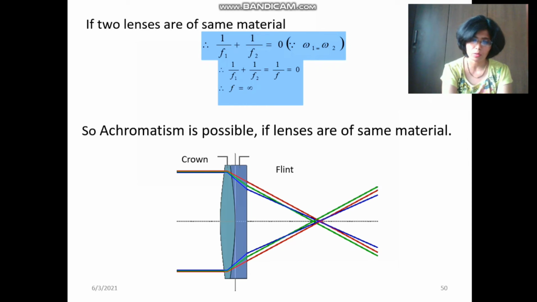So 1 upon f is equal to 0, which gives us f is equal to infinity, which is absurd since the combination would behave like an ordinary glass plate and not as a lens. So achromatism is impossible if the lenses are of the same material. Thus, for the achromatic combination of two lenses in contact, the lenses must be made from different types of glasses, and one lens must be converging and the other diverging. A suitable combination of converging and diverging lenses of different materials such as crown and flint can serve as an achromatic doublet.